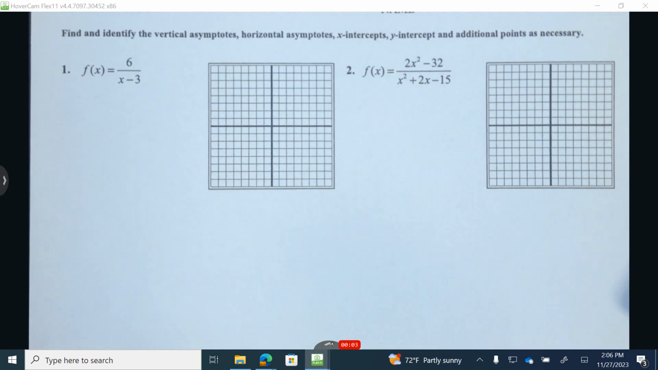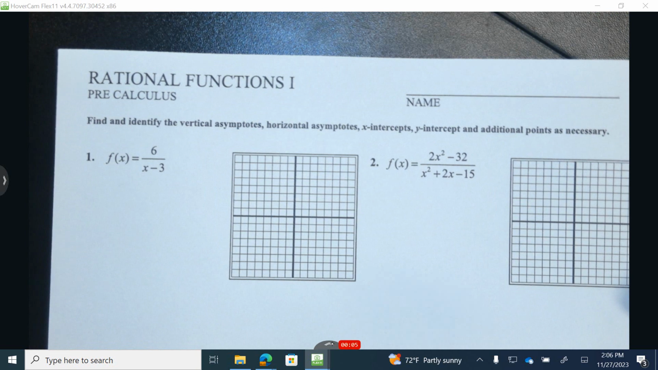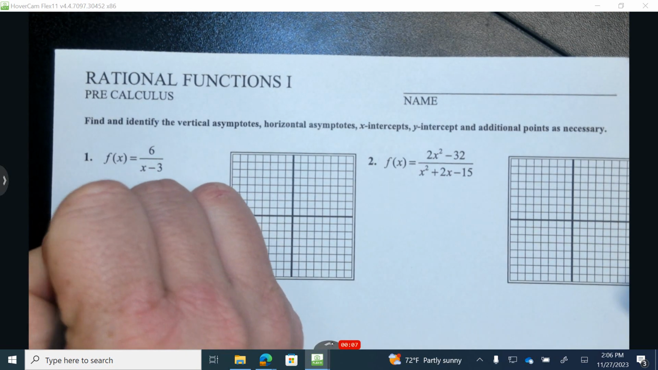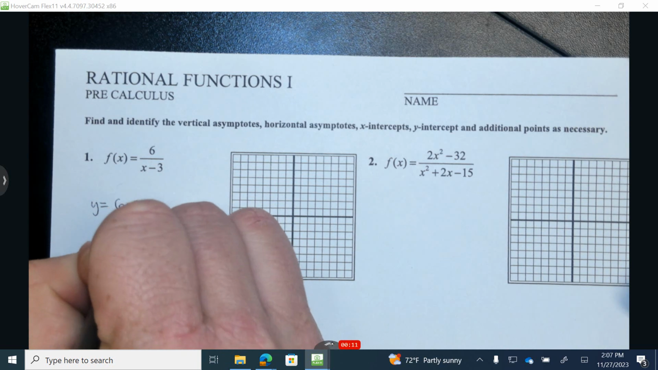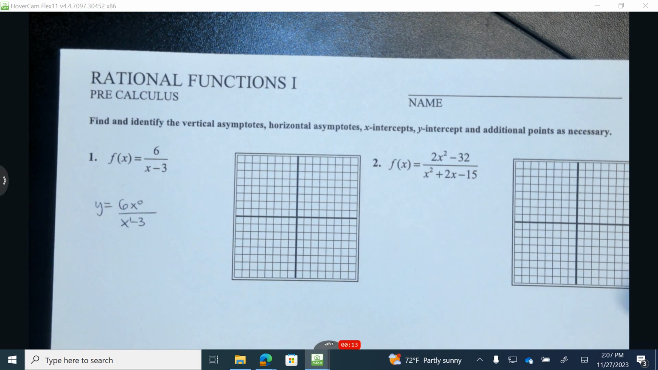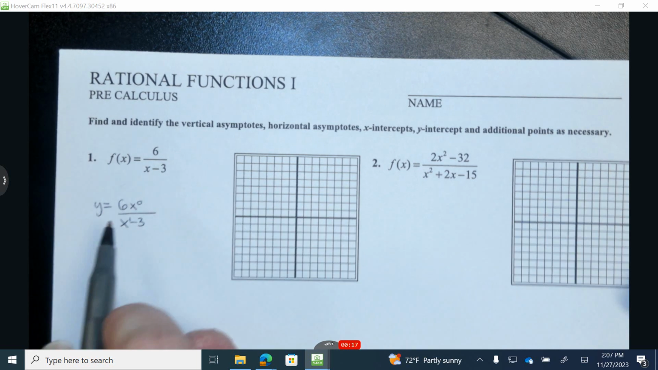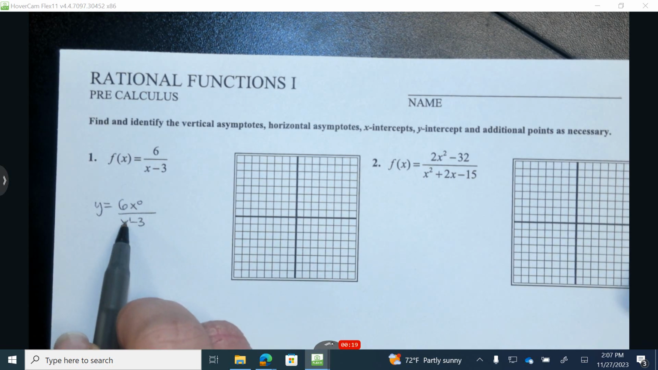Let's take a look at number one from rational functions. Well, the first thing to recognize is that when we look at this and we don't see any x on top, it's an x to the zero. So when we focus on identifying if there is a horizontal asymptote, we can see the degree in the numerator is less than the degree in the denominator.